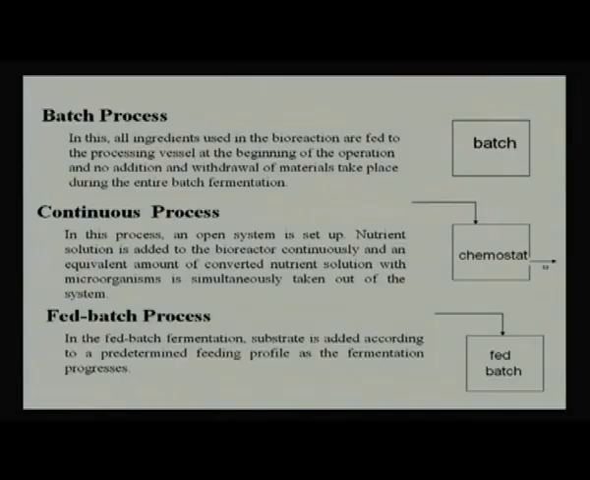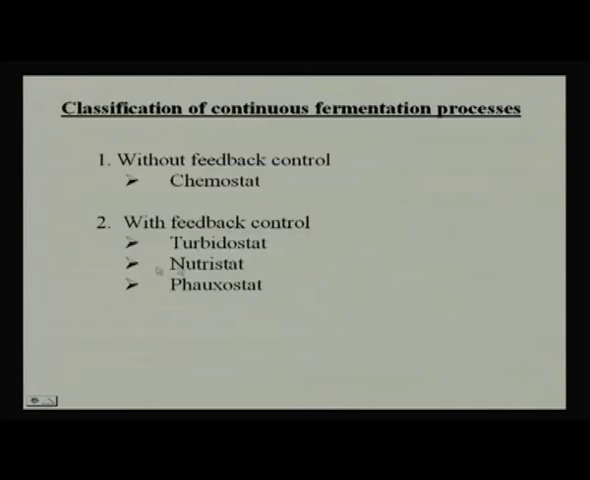That is what I have told you: when the nutrient is coming inside this reactor and when it is going out, the flow rate of this inlet and outlet is maintained at a constant level, so that the entire volume is maintained. Now, when we come to with feedback control, it can be divided into three major groups. One is called turbidostat, another is the nutristat, another is the foxostat.